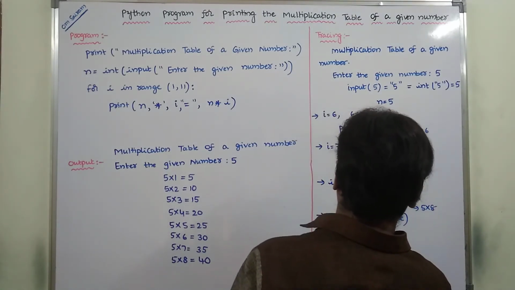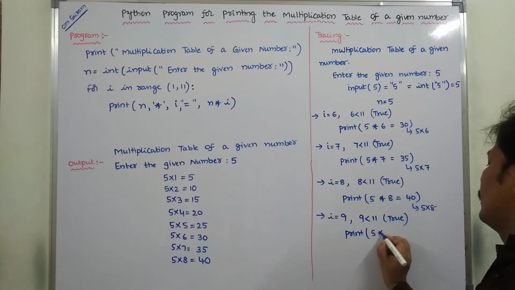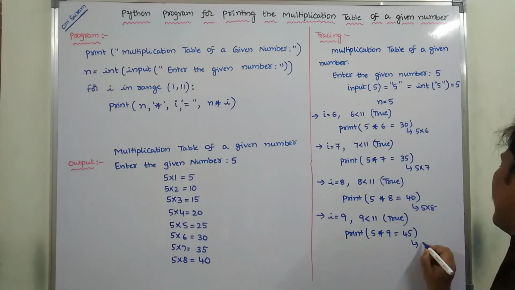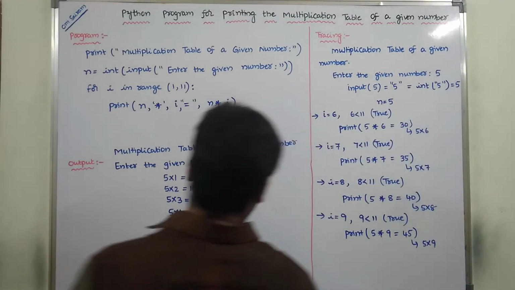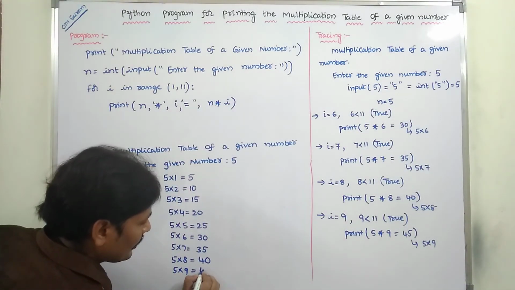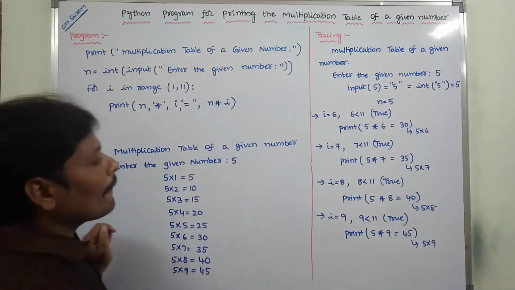So now print n value is 5 into I value is 9, that is equal to 45. So this line is printed. N into I, n value is 5, I value 9. So printing 5 into 9, that is equal to 45. Again the control goes to the for loop.